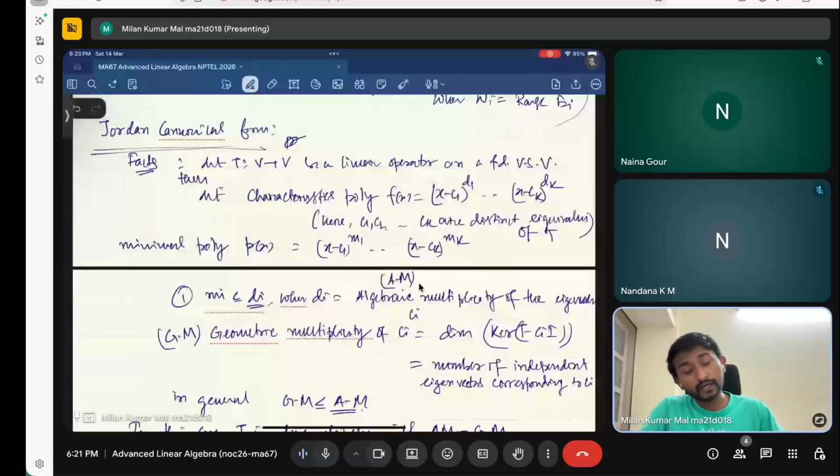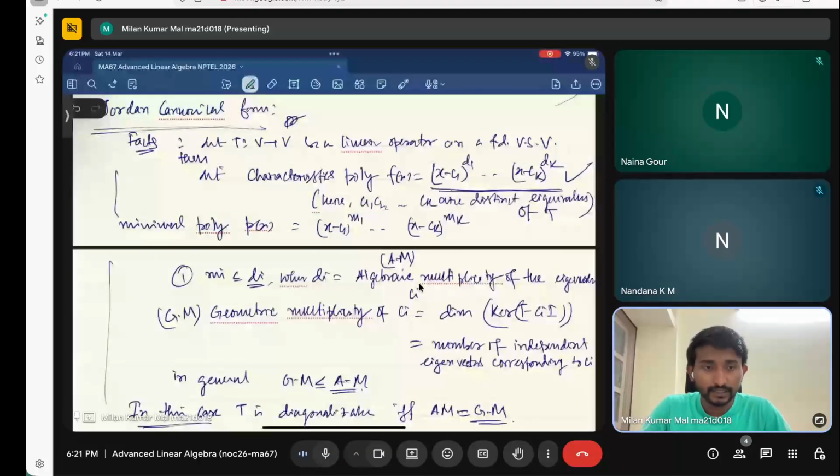But if it factors this way, then we can talk about everything I have discussed from here to here. These things can only be discussed when the characteristic polynomial is completely factorized into linear factors. This is completely factorized into linear factors, but need not be distinct. Why need it not be distinct? Because x minus c1 to the power d1 is there. If d1 is greater than 1, then there is a repetition of x minus c1. That's why it is not distinct, but it factors into linear factors.